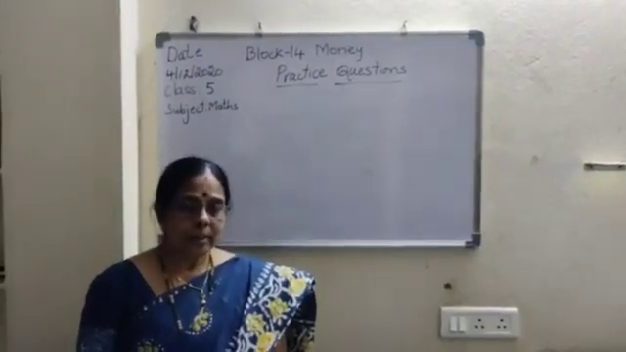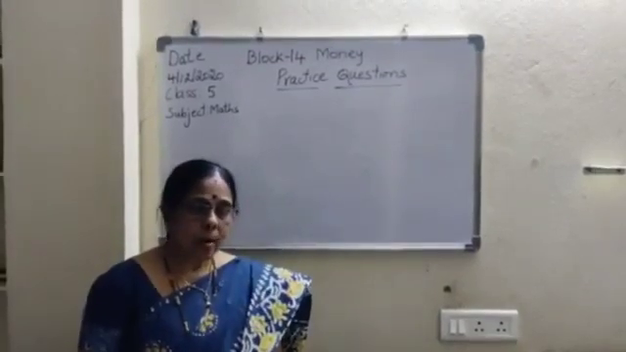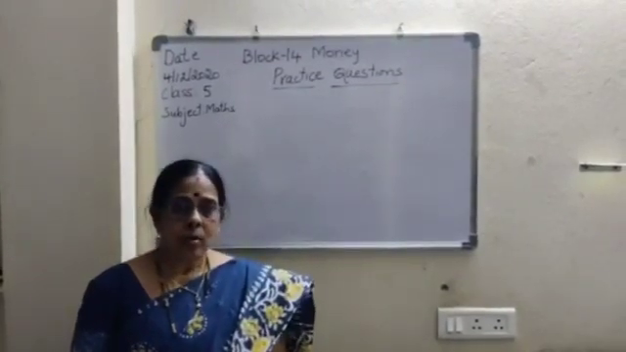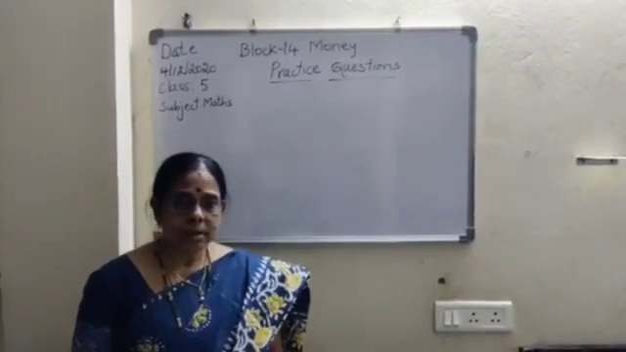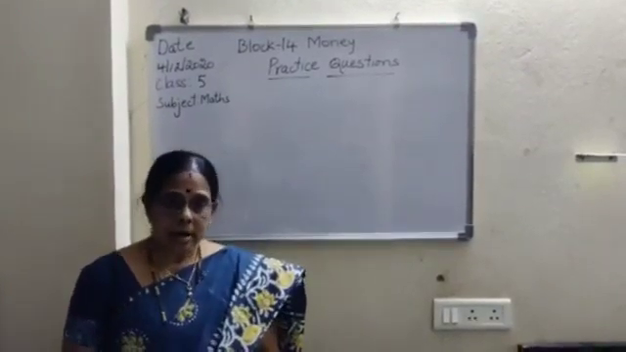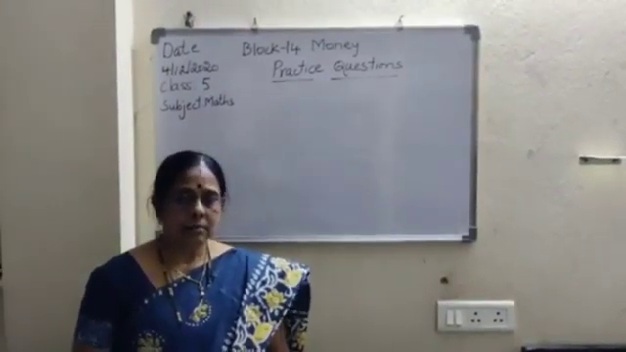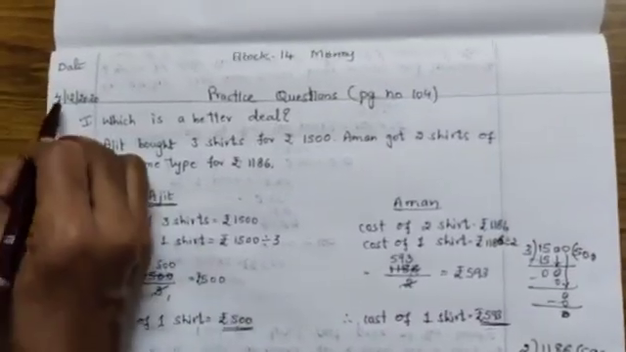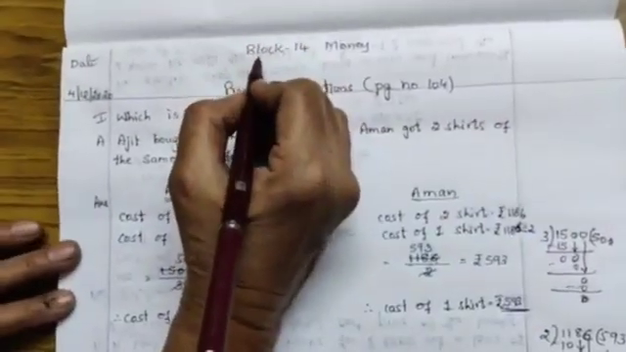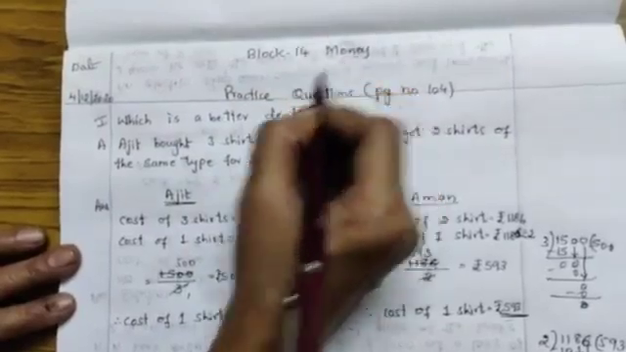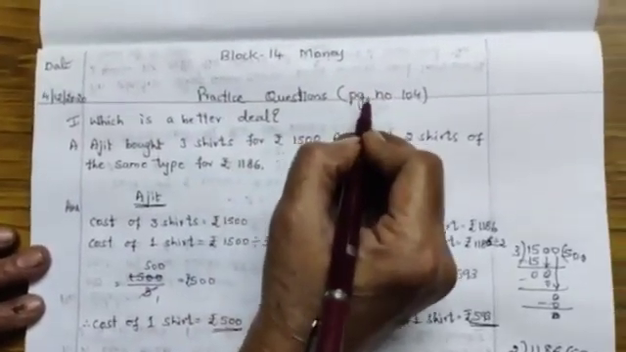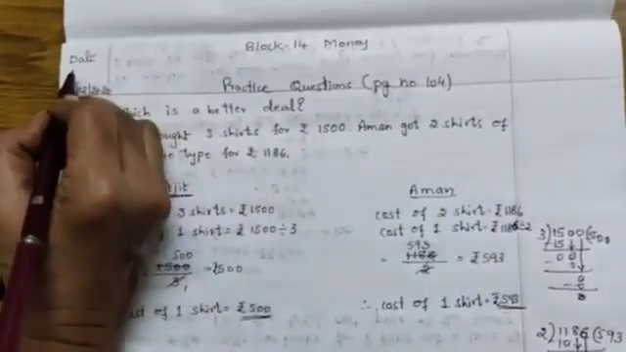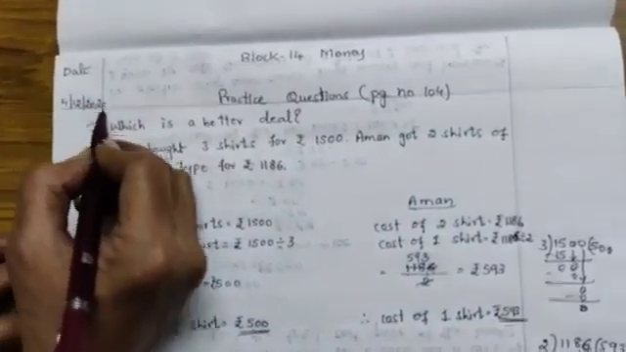Today I am going to explain practice questions in block 14. I hope you all completed the project. Now take out your classwork reader. Draw a margin, write the heading Block 14, Money, Practice Questions, page number 104, and write the date 4/12/2020.